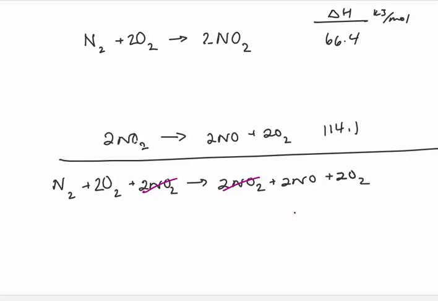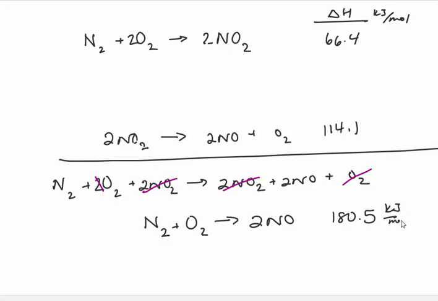I'm also going to subtract 1 oxygen from either side. So what I end up with is N2 plus O2 reacts to form 2NO. Now when I add these delta H's together, I get 180.5, and that's kilojoules per mole.